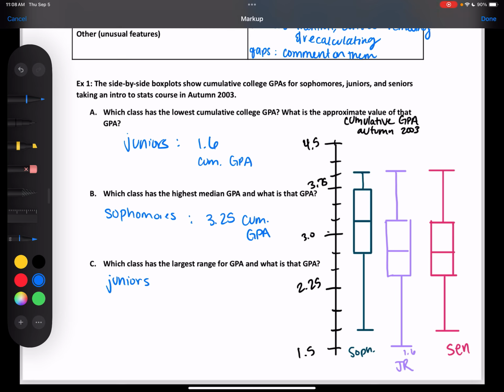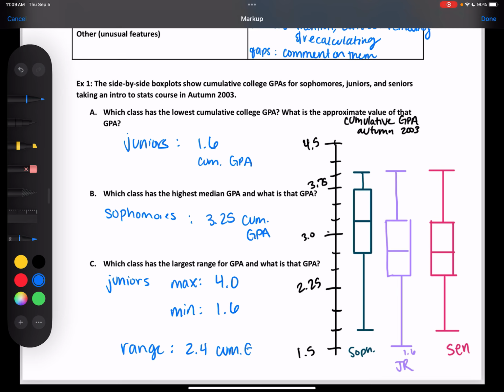The max value is 4.0. The min value, like I said, I wrote this in. You wouldn't necessarily be given that. You'd have to kind of infer that. But whatever you infer it to be, if you said it's a 1.65, okay, whatever. But that's a 1.6. So then the range is the difference between these two values, which would be a 2.4 cumulative GPA range.